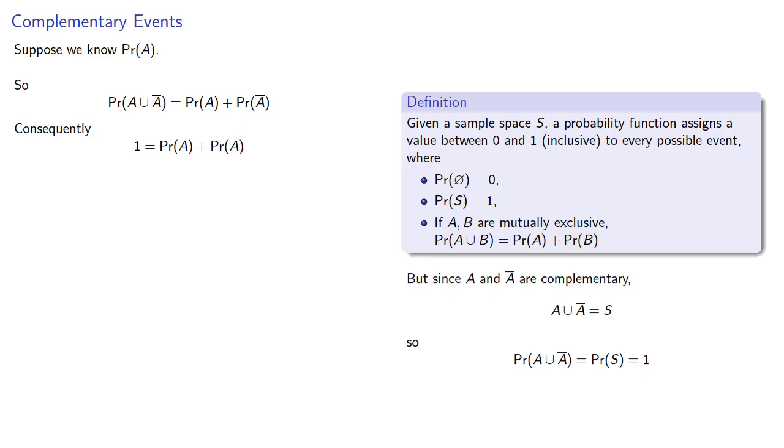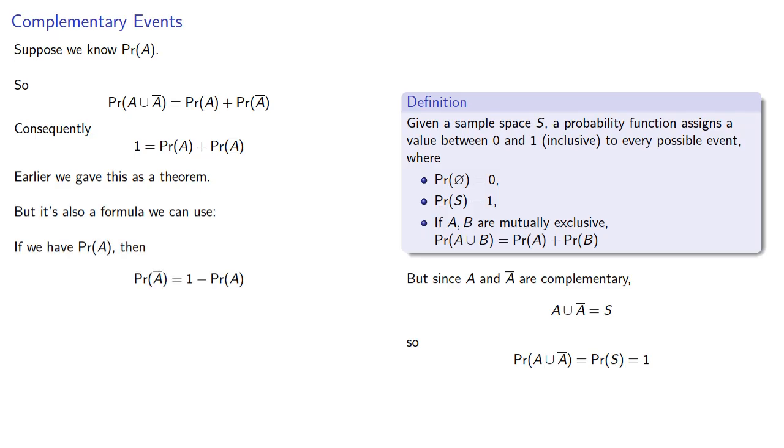And consequently, we have a formula that tells us that 1 is the sum of the probability of an event and its complement. Now, earlier we gave this as a theorem, but it's also a formula we can use because if we have the probability of some event, then the probability of its complement will be 1 minus that probability.